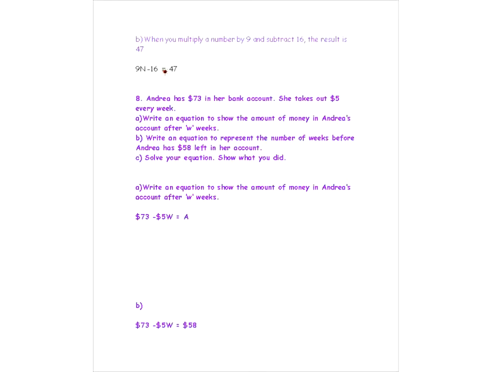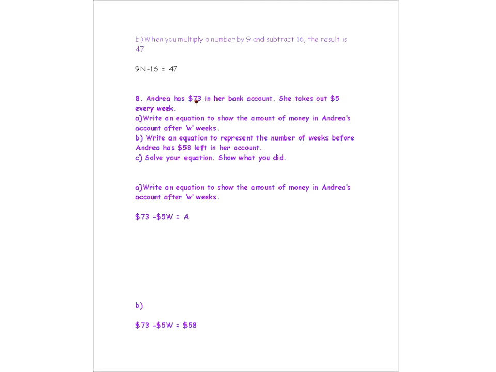All right, so let's look at how to apply that into a math problem. Andrea has $73 in her bank account. She takes out $5 every week. Part A says, write an equation to show the amount of money in Andrea's account after W weeks. So W stands for weeks.